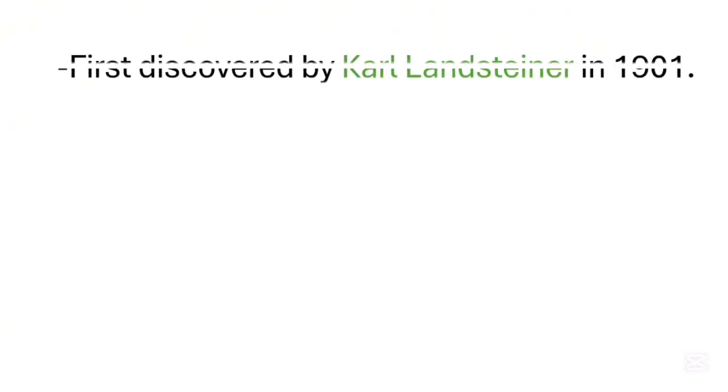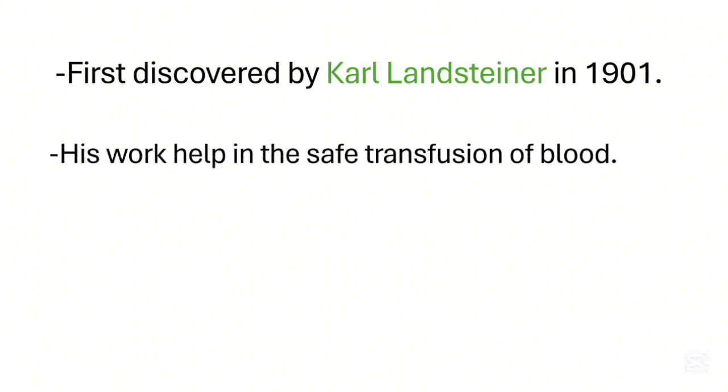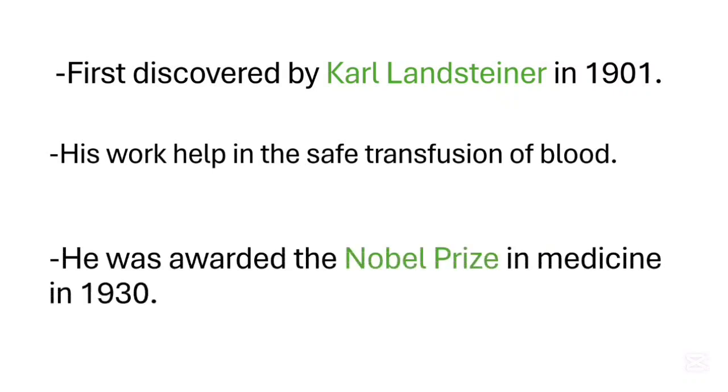Firstly, blood group was first discovered by Carl Landsteiner in 1901. His work helped in the safe transfusion of blood, and he was awarded the Nobel Prize in Medicine in 1930. So this is the brief history of the discovery of blood and blood groups.